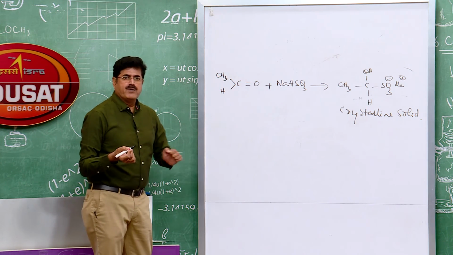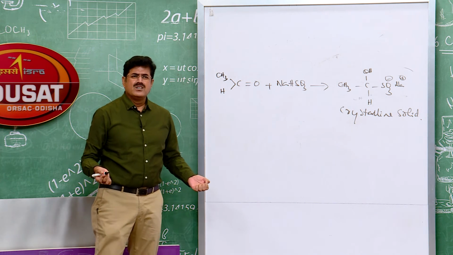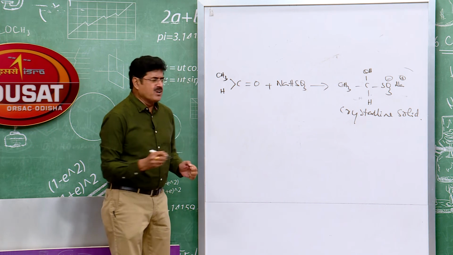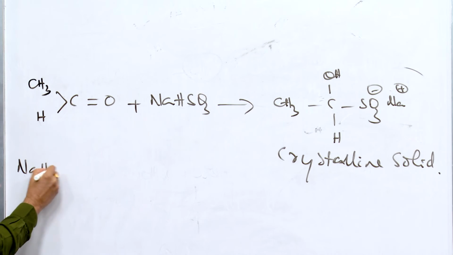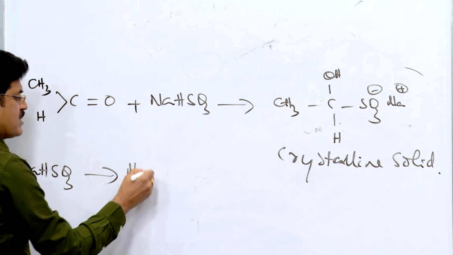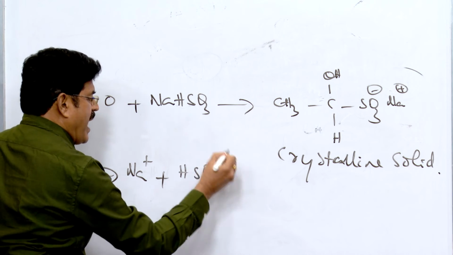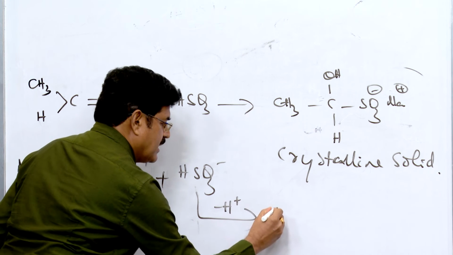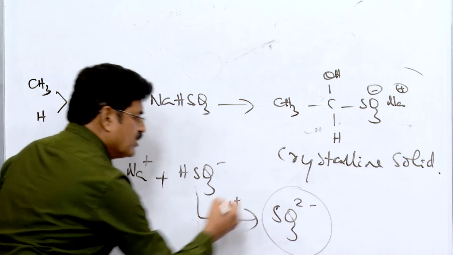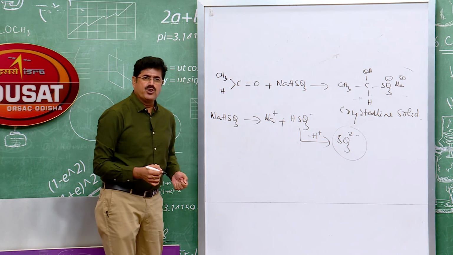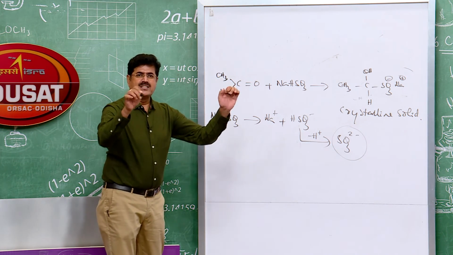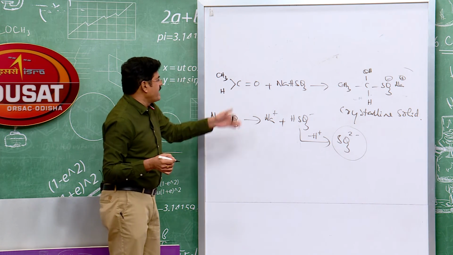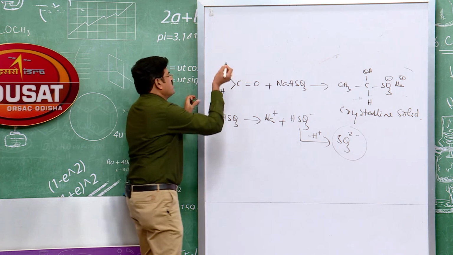Which one is the nucleophile here when sodium bisulfite is used? NaHSO3 gives Na plus and HSO3 minus. From HSO3 minus, after removal of H plus, it gives SO3 2 minus. So the nucleophile is the sulfite ion, SO3 2 minus, which is pyramidal. So how does the sulfite ion attack the carbonyl carbon? Let's see the mechanism here.